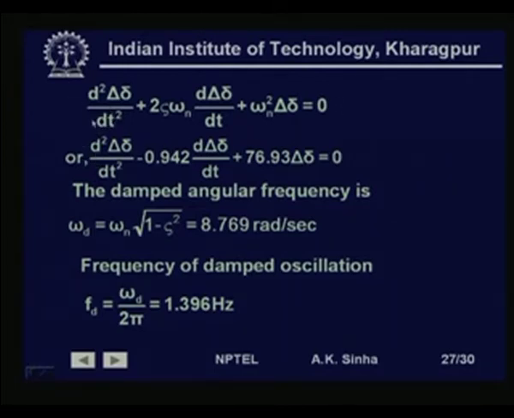Because of this negative damping, substituting the values in the expression for the dynamics of the system, we get d2 delta delta by dt2 minus 0.942 d delta delta by dt plus 76.93 delta delta is equal to 0. This term has become negative because zeta is negative. The damped angular frequency for this is again 8.769 radians per second, which gives a damped frequency of oscillation of 1.396, similar to what we got earlier.